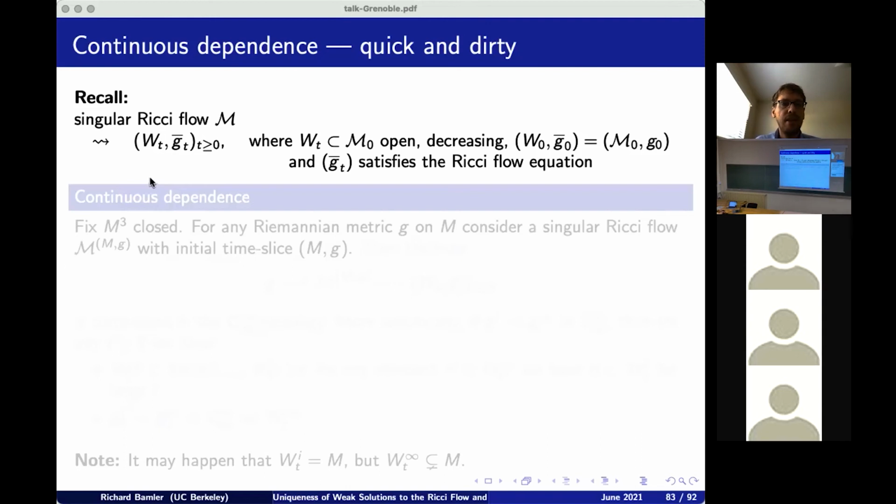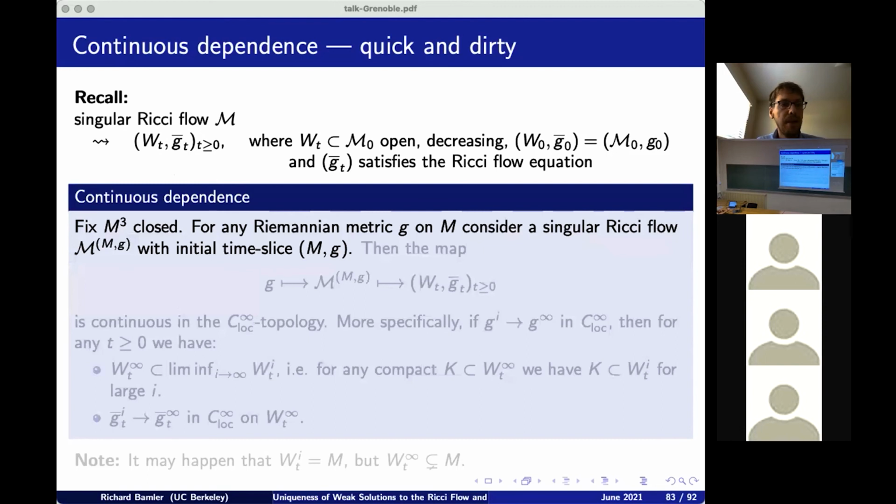Okay? So one way of phrasing continuous dependence would be to say, well, why don't we talk about the continuous dependence of this object, because this is defined at time 0, and it doesn't depend on the choice of the singular Ricci flow. Okay? And so now I can state continuous dependence of singular Ricci flows in this quick and dirty method. So I'm going to fix some closed 3 manifold. And then the statement is the following.